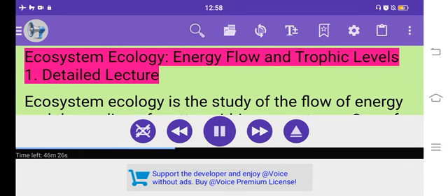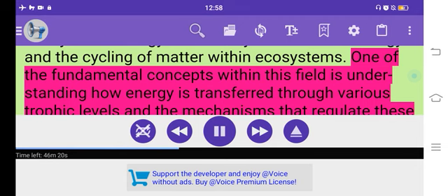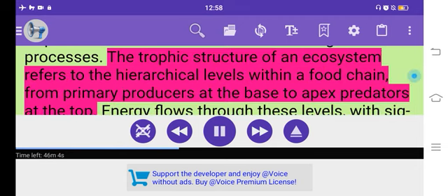Ecosystem ecology, energy flow and trophic levels. 1. Detailed lecture. Ecosystem ecology is the study of the flow of energy and the cycling of matter within ecosystems. One of the fundamental concepts within this field is understanding how energy is transferred through various trophic levels and the mechanisms that regulate these processes. The trophic structure of an ecosystem refers to the hierarchical levels within a food chain, from primary producers at the base to apex predators at the top.